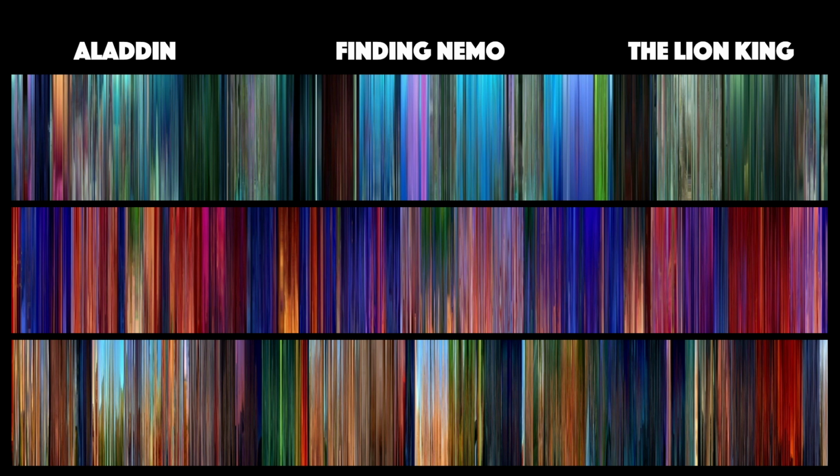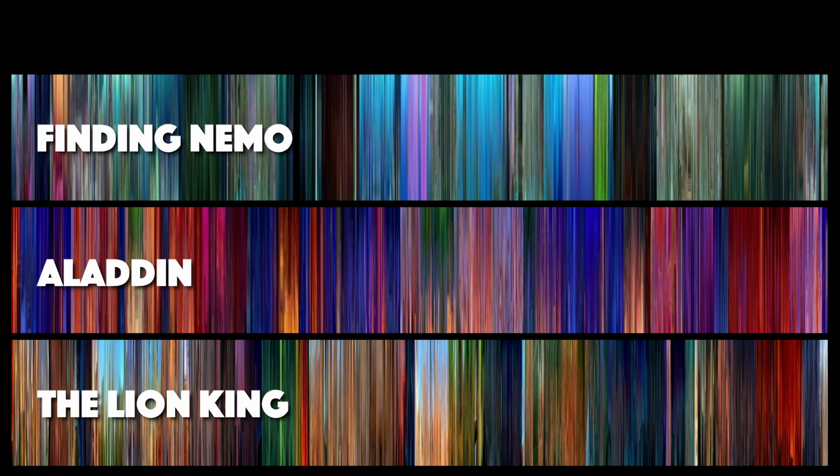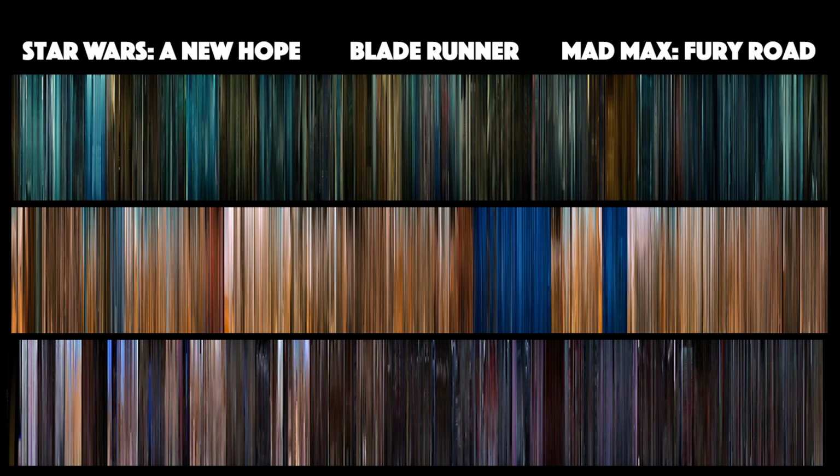Below are 3 movie barcodes. One is Aladdin, one is Finding Nemo, and one is The Lion King. Which one's which? You've got 3 seconds. Okay, how about these? Star Wars: A New Hope, Blade Runner, and Mad Max. Which one's which?